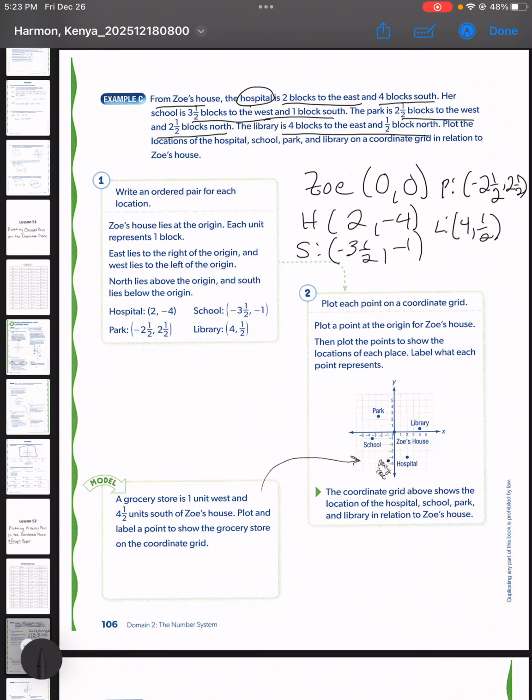Students then need to plot those points on the coordinate grid. Then they're going to use that to identify where the grocery store is located. So it's going to be important that you help students write the coordinate points for each of the areas in the neighborhood. Don't just give this to them. Help them understand how we get those coordinate points.